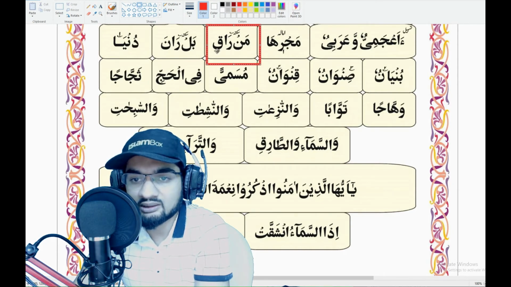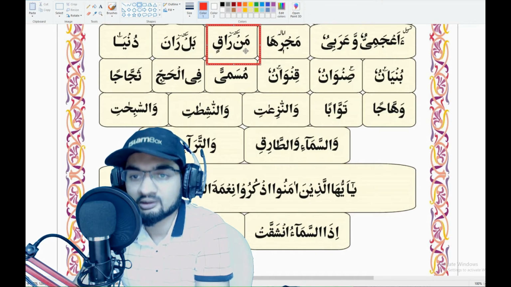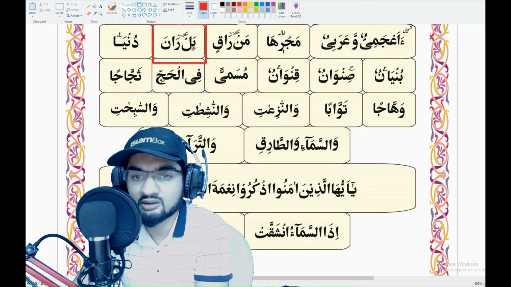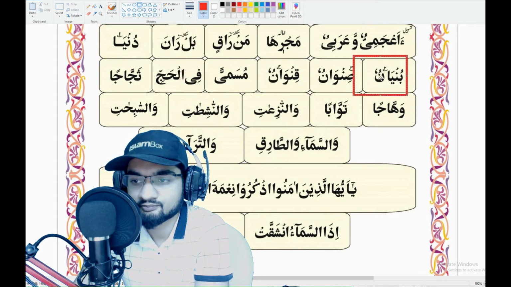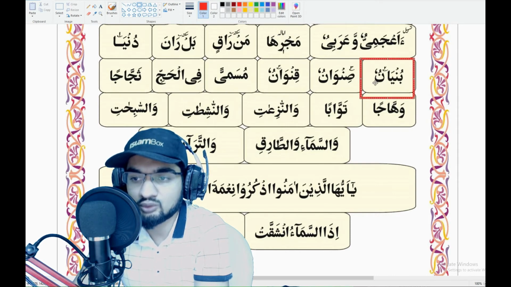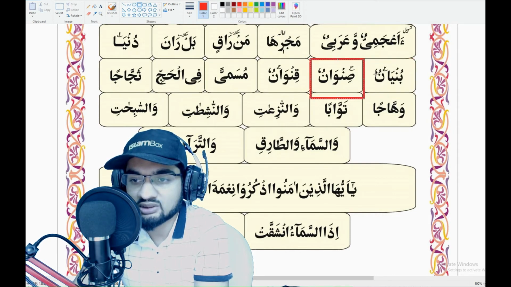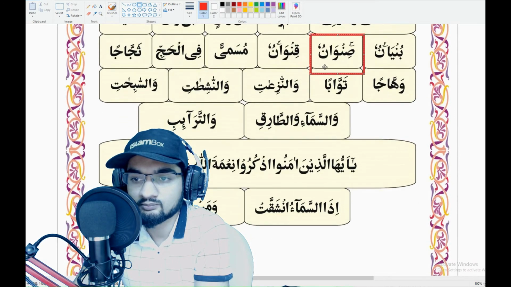Man raqin. Here's the sign of sakta. Sakta means you have to pause over there without breaking the breath. Unlike this, man, and then you take a breath and then raqin. That's wrong. You cannot break your breath. Just pause over there. Man raqin. Same thing here. Bal ran. Dunya. Bunyanun. Swinwanun.